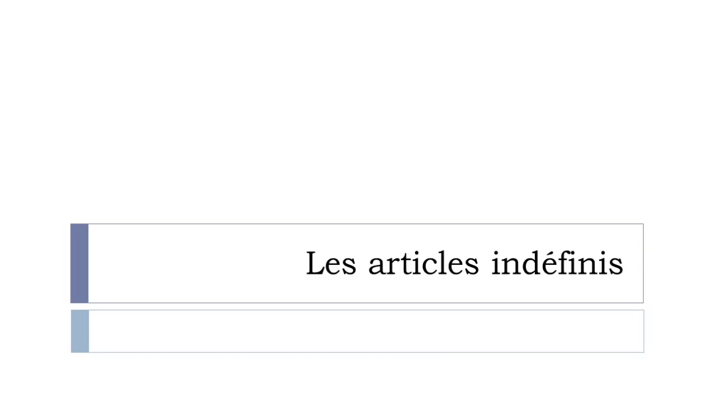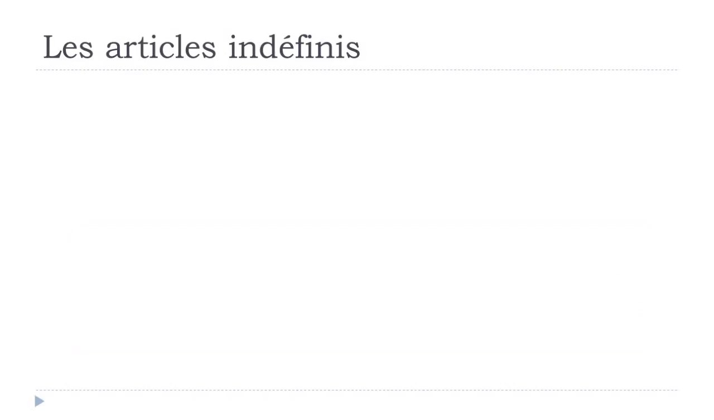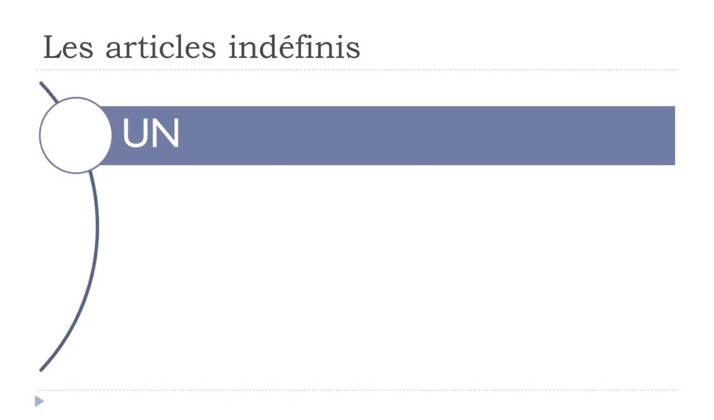Okay, we'll discover les articles indéfinis, so indefinite articles. In English there is only one, a or an. In French we've always got the difference between the masculine form, the feminine form and the plural form, as we saw in the previous lesson for the definite articles. In this lesson, for the articles indéfinis, it's the same. We'll start with the masculine form.